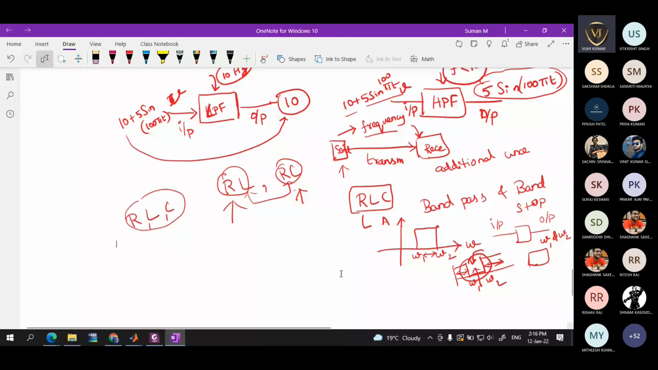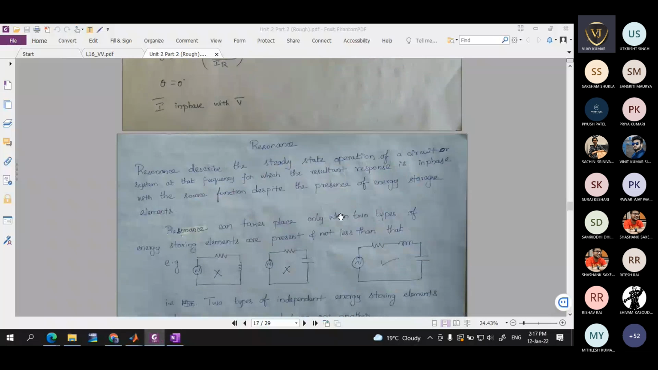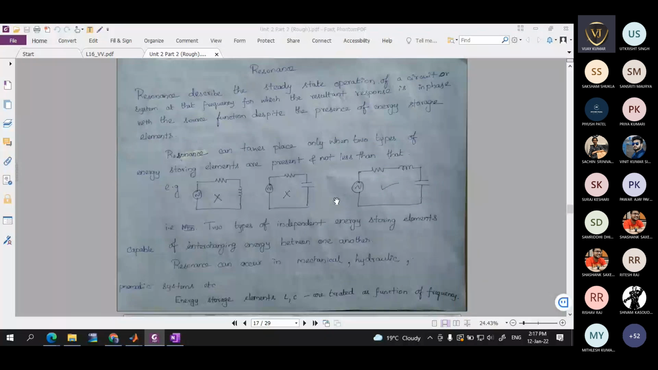We have seen what is RL, what is RC, and how to analyze RL and RC. The third part is RLC circuits, that also we have seen. But there is one main application of RLC circuits, that is called the resonance circuit.